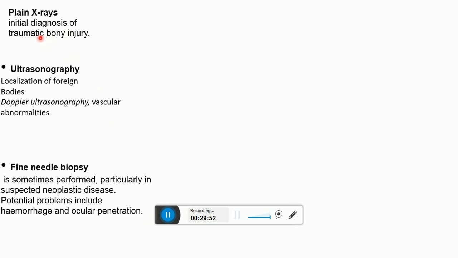Plain X-rays are little used except for the initial diagnosis of traumatic bone injury. Ultrasonography can provide useful information, particularly with high-grade apparatus and experienced operator, but does not image the orbital apex wall. Can be used for localization of foreign bodies, Doppler ultrasonography for vascular abnormalities. Fine needle biopsy, sometimes performed, particularly in suspected neoplastic disease. Potential problems include hemorrhage and ocular penetration.